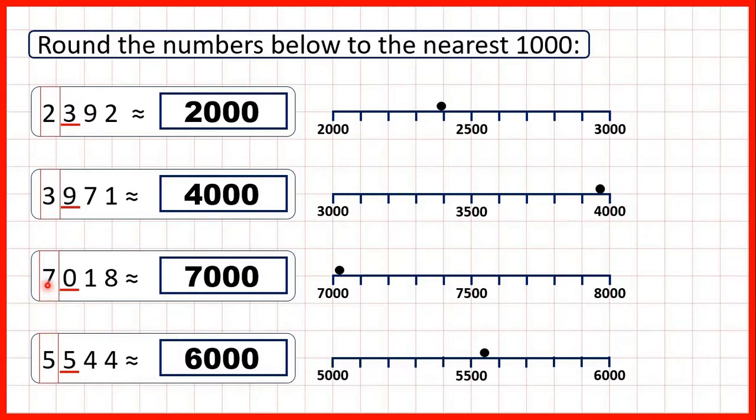Now this number is interesting because it's less than 7,100. So it's in fact very close to 7,000. So that's why we round down. And here we can see that because the number is more than 5,500, it's closer to 6,000 than it is to 5,000. And that's why we round up.